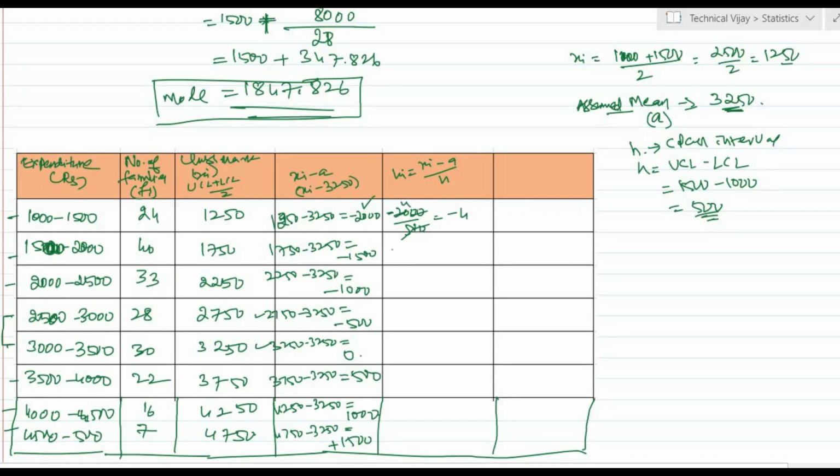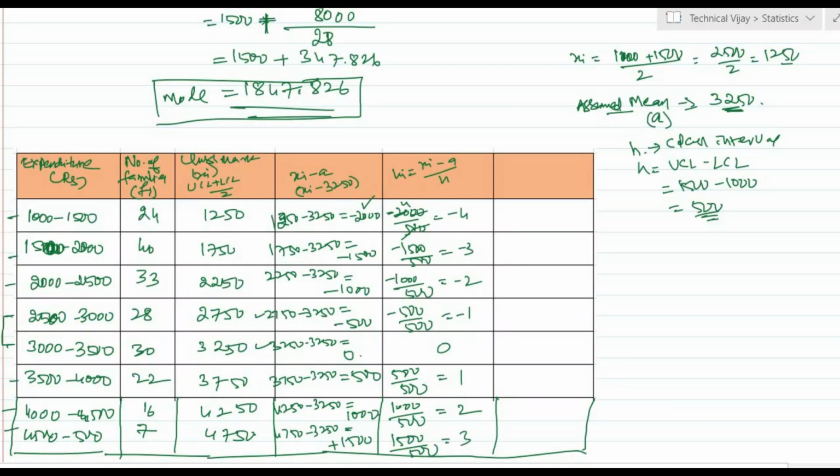Minus 1500 divided by 500 is equal to minus 3. Minus 1000 divided by 500 is equal to minus 2. Minus 500 divided by 500 is equal to minus 1. This is equal to 0. 500 divided by 500 is equal to 1. 1000 divided by 500 is equal to 2. 1500 divided by 500 is equal to 3.